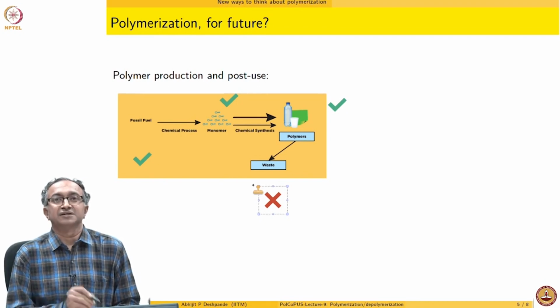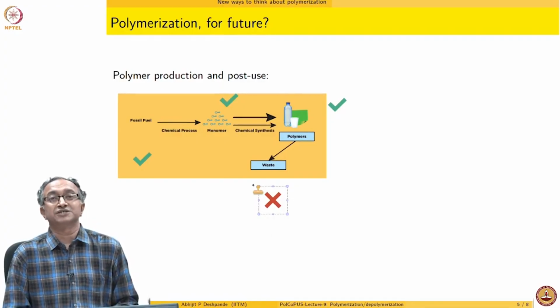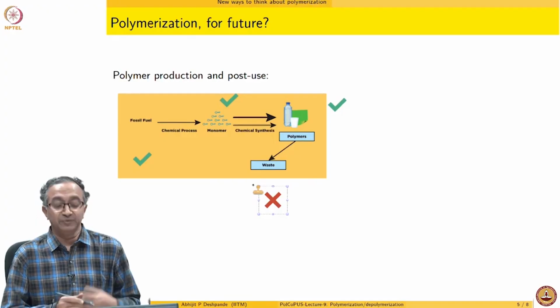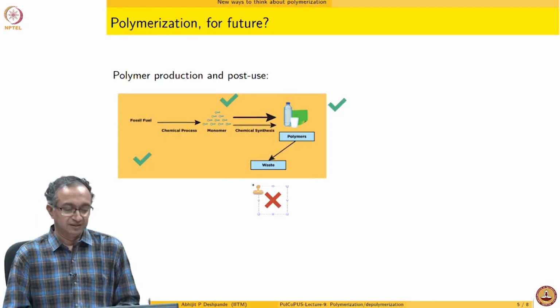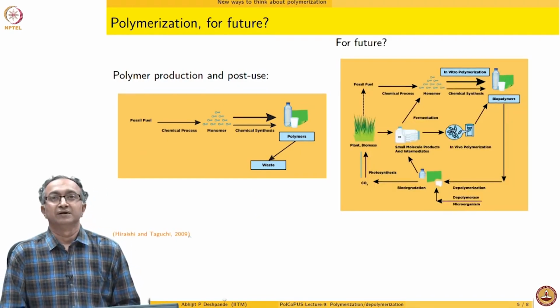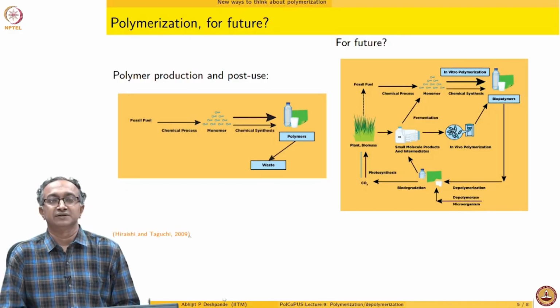So this is the current paradigm that we think is what has led to so many questions being raised about plastics as sustainable material. So now can we think of a way in which this looks like a cyclic process? And so this is based on the reference that is cited here. At the end of the lecture, I'll also give you the complete reference. If you're interested, you can go and look further.